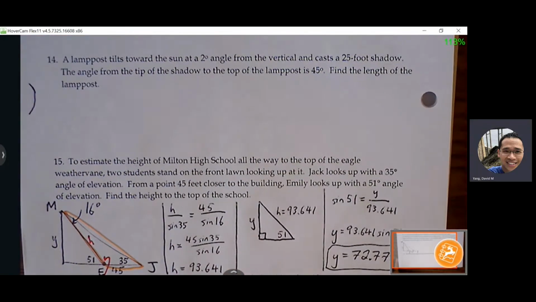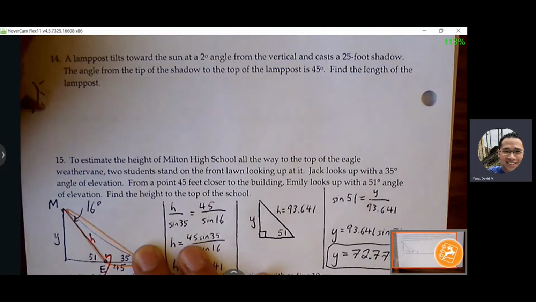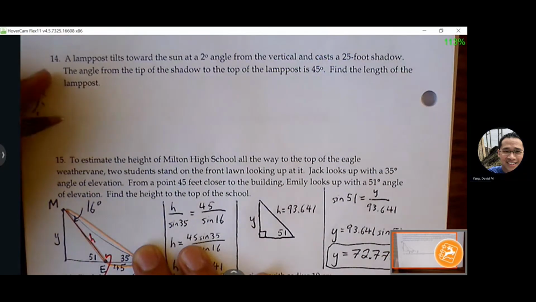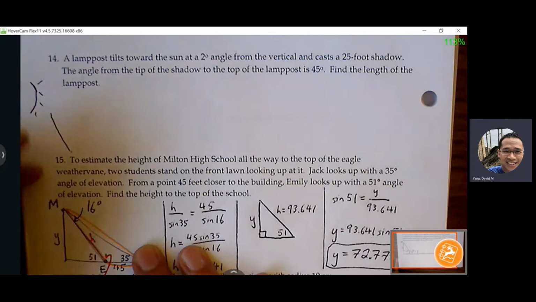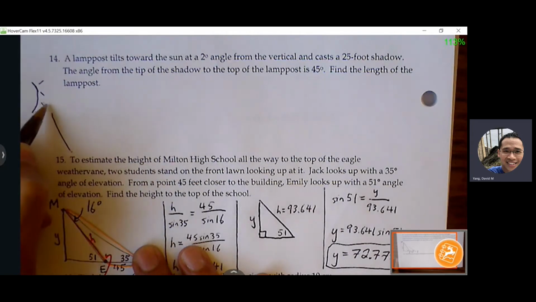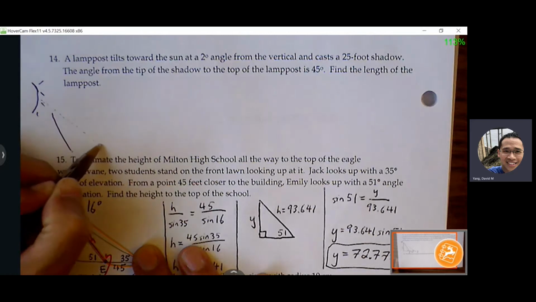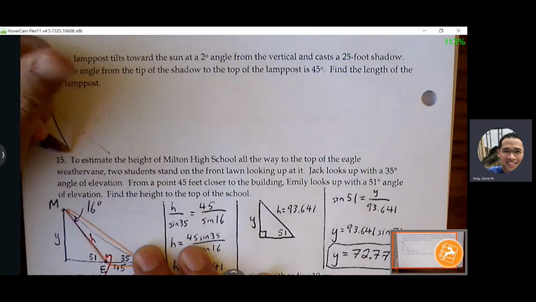Okay, so a lamppost tilts towards the sun at a 2-degree angle from the vertical and casts a 25-foot long shadow. The angle from the tip of the shadow to the top of the lamppost is 45 degrees. Find the length of the lamppost. So let's see, here's the sun. We got the lamppost that is slightly tilted towards the sun. And then the light from the sun is going to cast a shadow on the ground.